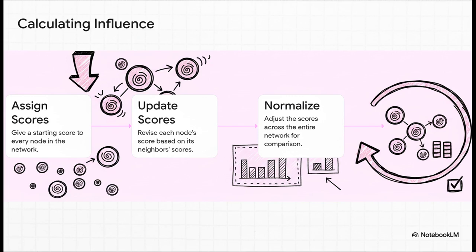It starts by giving everyone in the network a starting score, say a 1. Then in round after round, it updates and tweaks each person's score based on the scores of their neighbors. This keeps repeating, letting that influence we talked about flow through the network until the scores stop changing and finally stabilize. And what you're left with is this beautiful, clear, ranked list of who has the real influence.